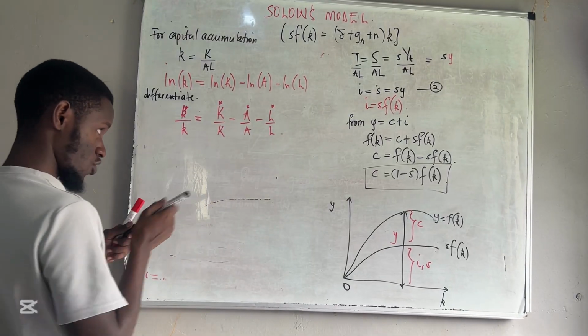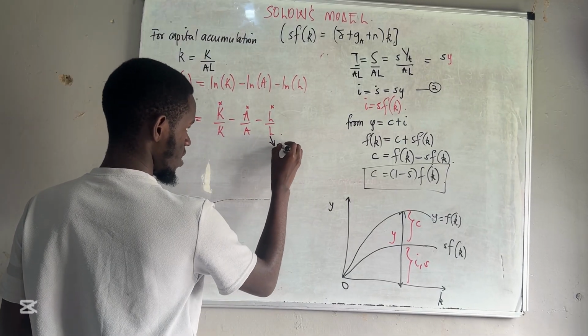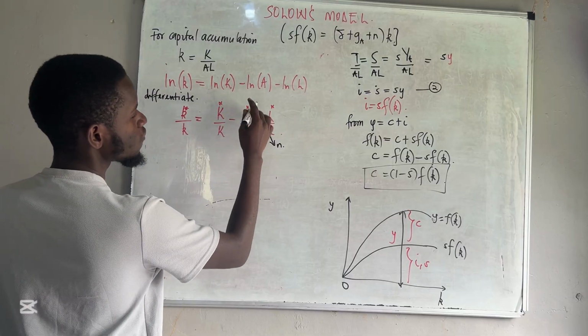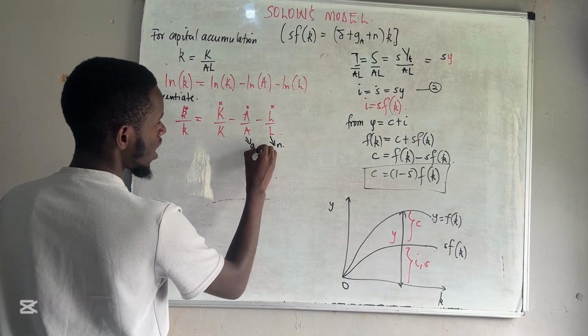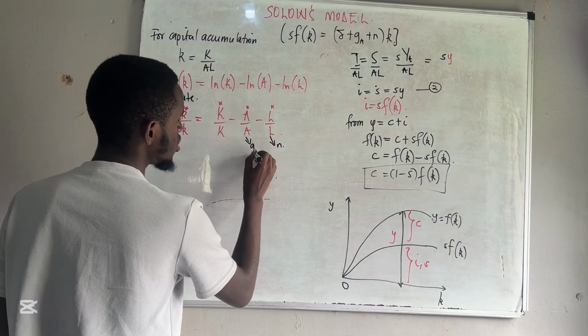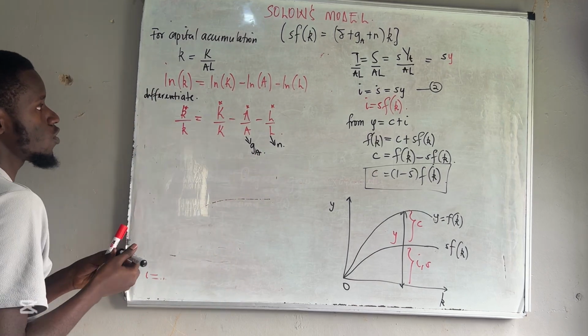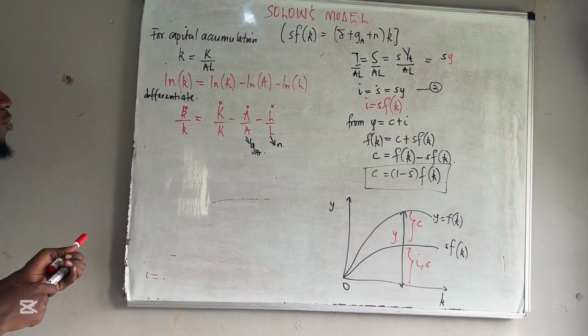And therefore we say that the growth rate of labor is constant and it's going to be n. Then the growth rate of technology is going to be gA. And now here we are going to have something that's going to be beautiful.